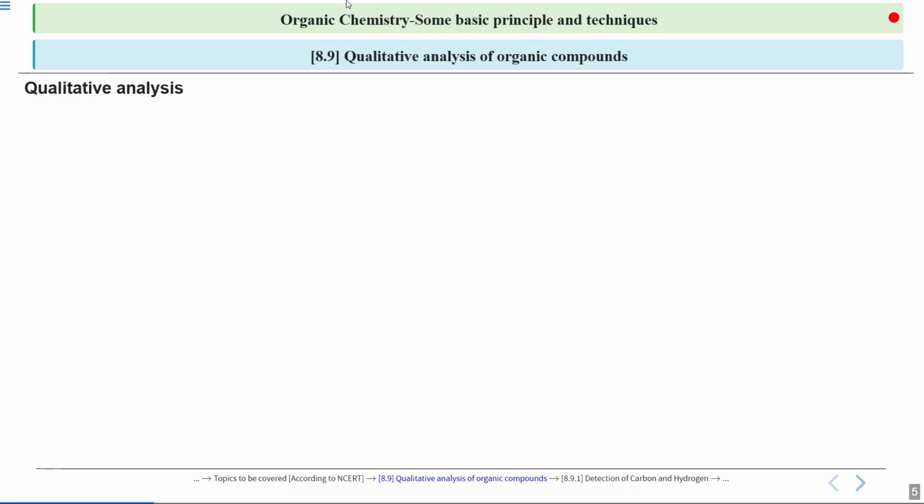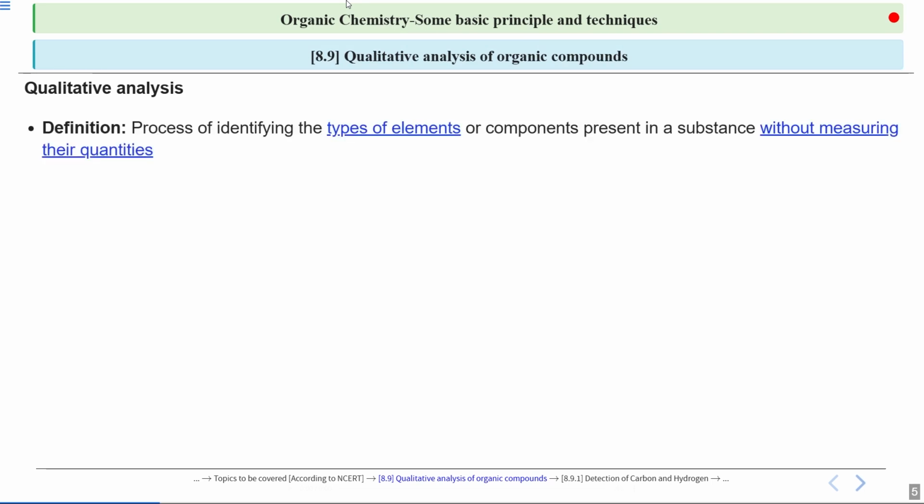Now, let's start with the detection of carbon and hydrogen. If I simply define qualitative analysis, it is the process of identifying the type of element which is present in a given organic compound. We don't have to worry about their quantity. We only have to know what the species present in the given organic compound are.